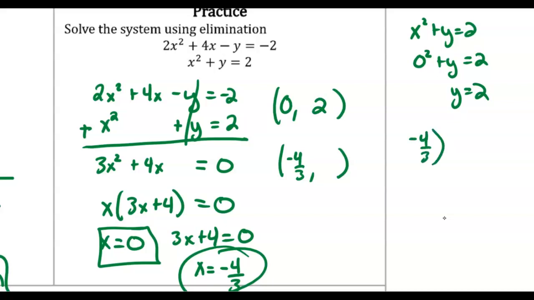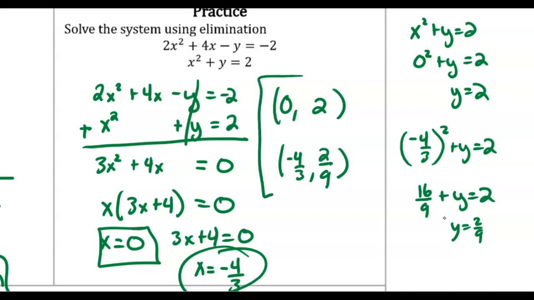And then if I plug in negative 4/3, you can totally use a calculator for that, I'm going to get 16/9. And then I'm going to subtract the 16/9 over. Honestly, I'm just going to use a calculator to do it. I'm going to do 2 minus 16/9, and that is 2/9. And so it intersects in two places, and those are the 2 points.